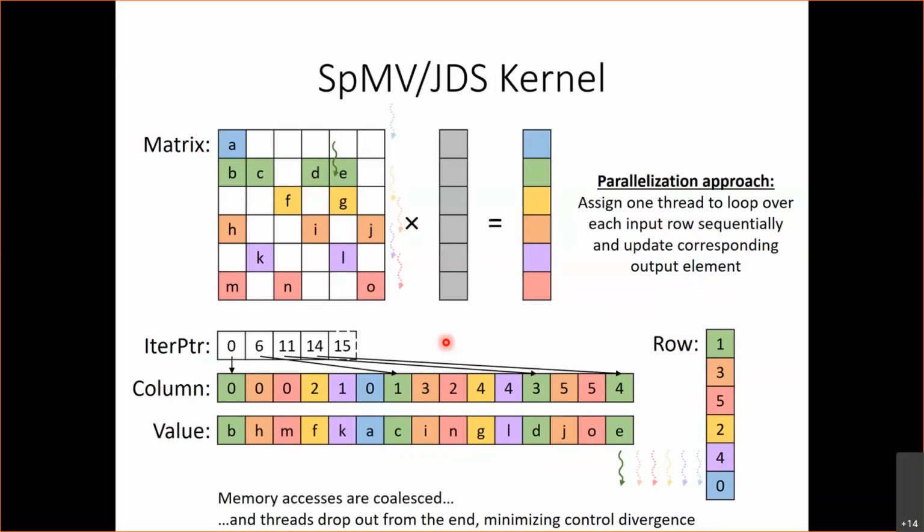It's good. The control divergence is also very good. And that was the whole point of doing JDS. Because we sort the rows, the control divergence is quite good. Okay, so these are the trade-offs of JDS.